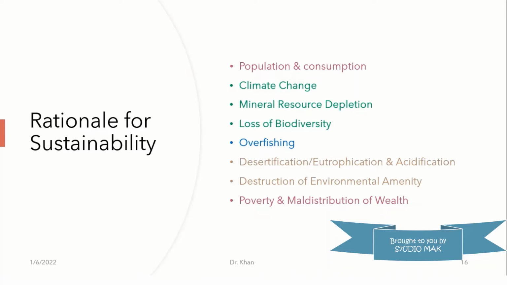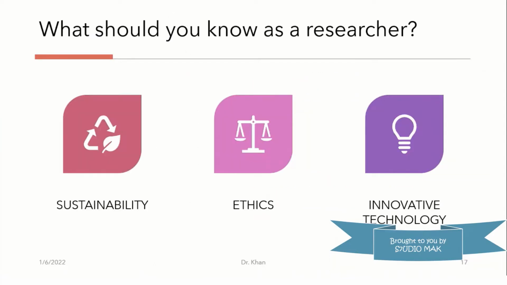And what should you know as a researcher? Ethics and innovative technology are intertwined with sustainability. We have choices as to which technologies to develop and implement. And if you remove ethics, then the majority of the emerging technologies become a hazard for humans and the environment.